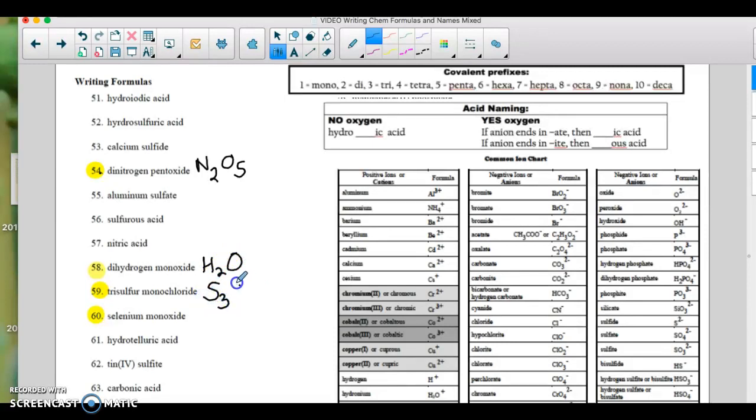Trisulfur monochloride. Selenium, no mono on the first, but we know it's only 1, monoxide.